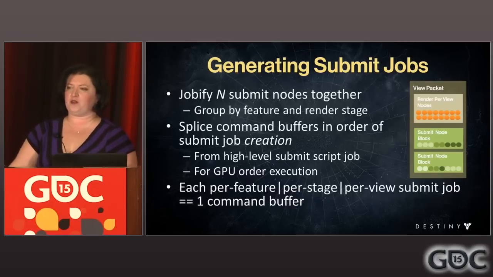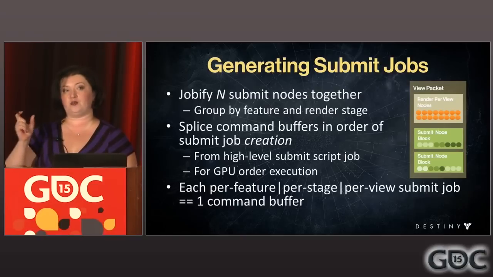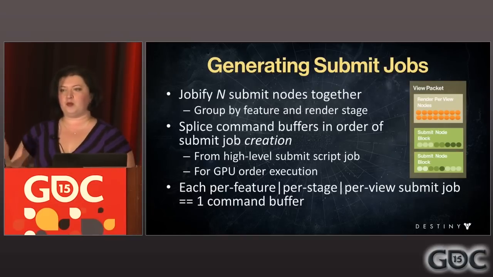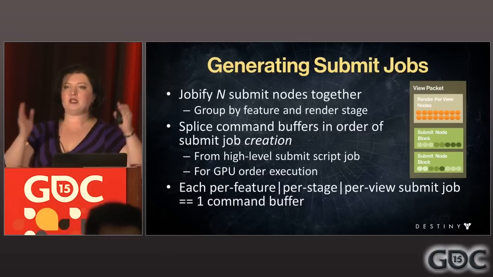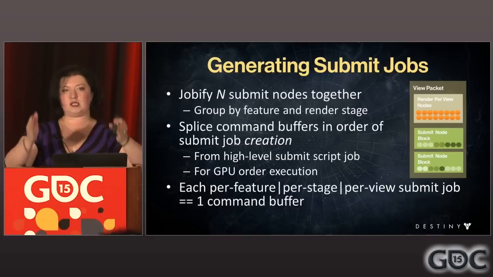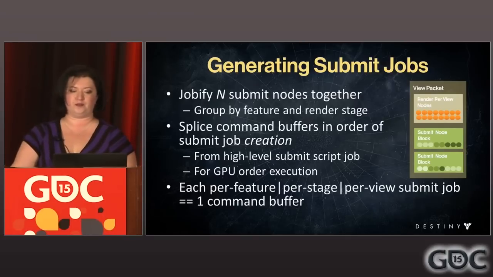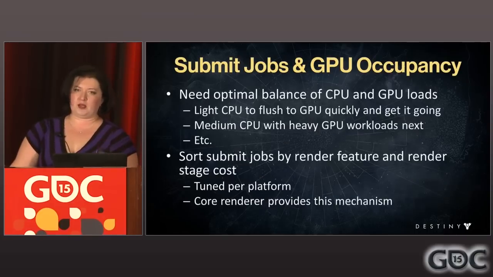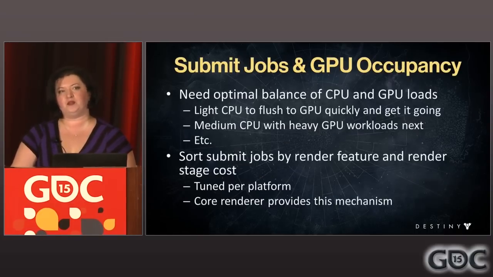And so we can jobify, as I mentioned, using the submit node blocks. And we group them by essentially render feature type and the render stage. And it's important, as I said, that they're flushed in the order of creation. And so each submit node block here will map to a single submit job and a single command buffer for the execution.